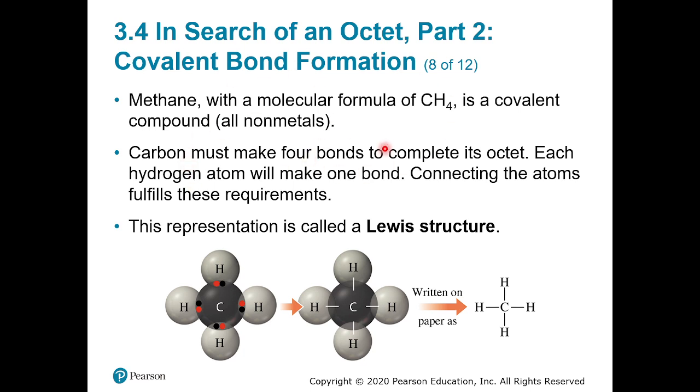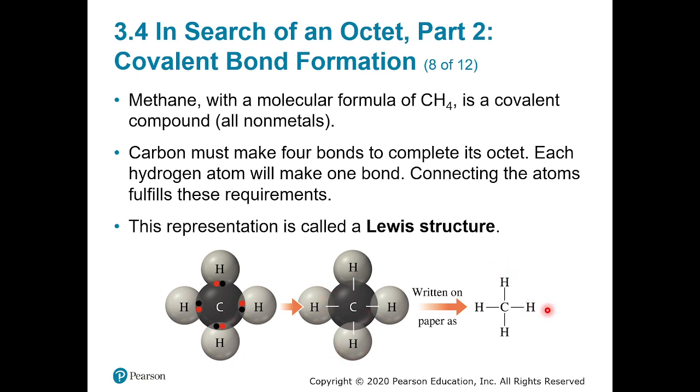This is a covalent compound. It's all nonmetals. It'll share all those electrons between each other. The carbon must make 4 bonds to complete its octet, and so we'll put the carbon in the middle. We will then join hydrogens as single bonds to that carbon, because each hydrogen wants to make how many bonds? 1. Yeah. And so we have carbon in the middle, bonded to 4 hydrogens.